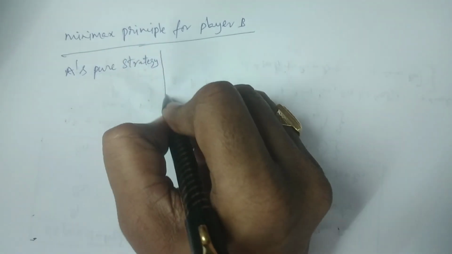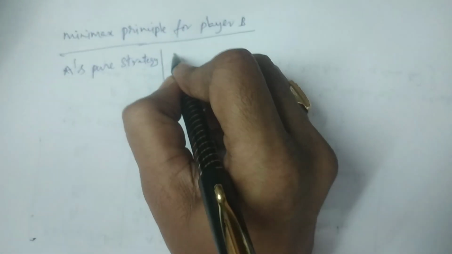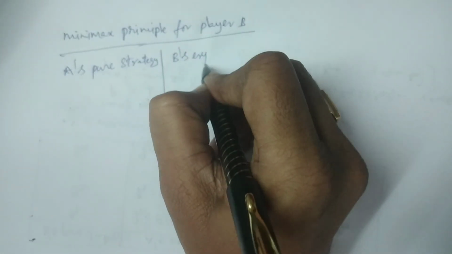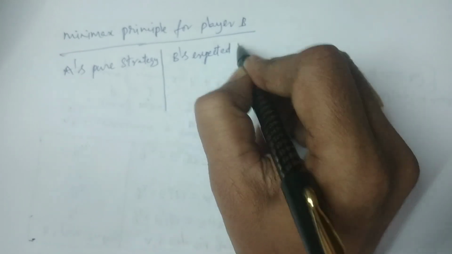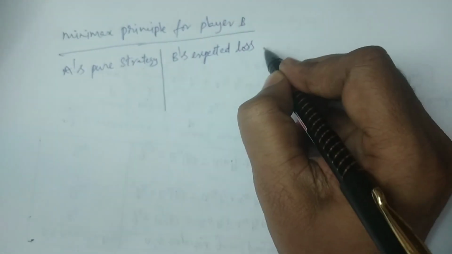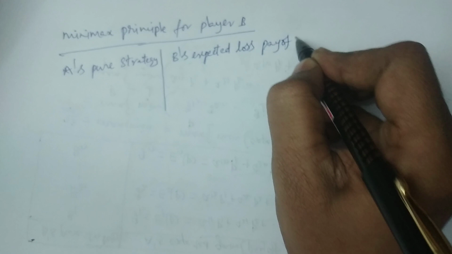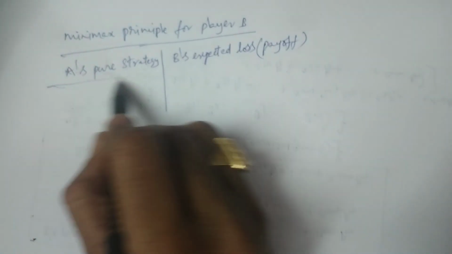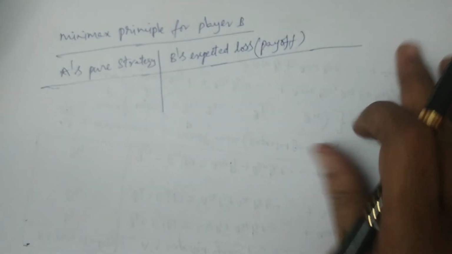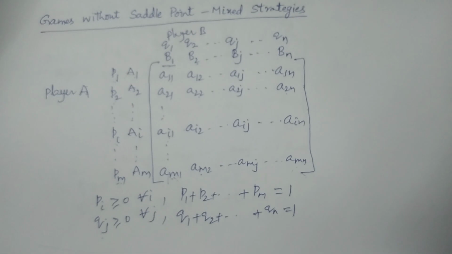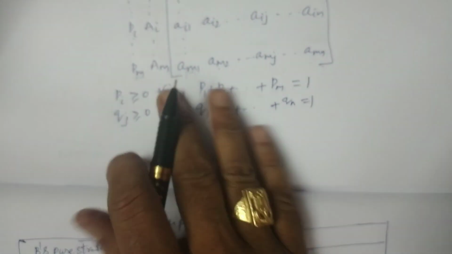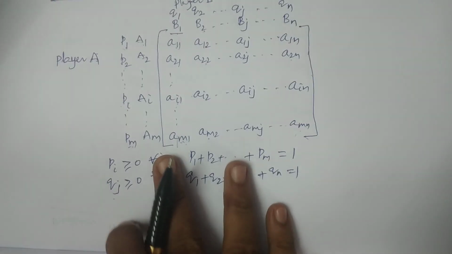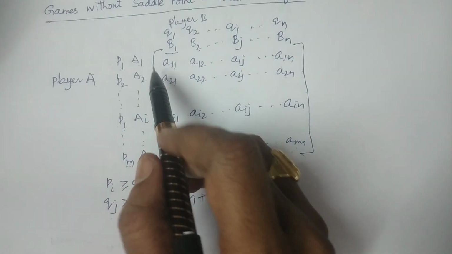And with this, I consider B's expected loss, which is also known as payoff. Expected loss is also going to be considered as payoff, right? How to consider this? I explain again. For example, if player A plays the game with one particular strategy, you see here, this is the payoff matrix we have considered.